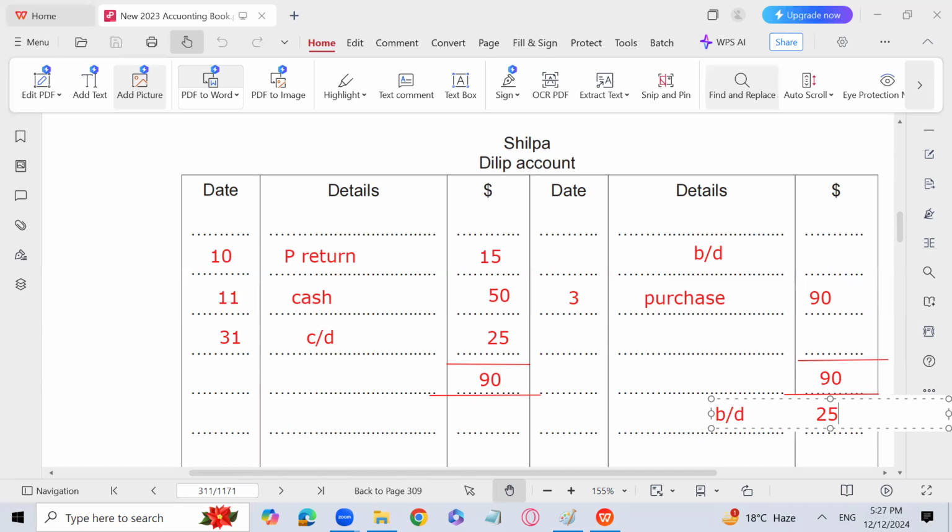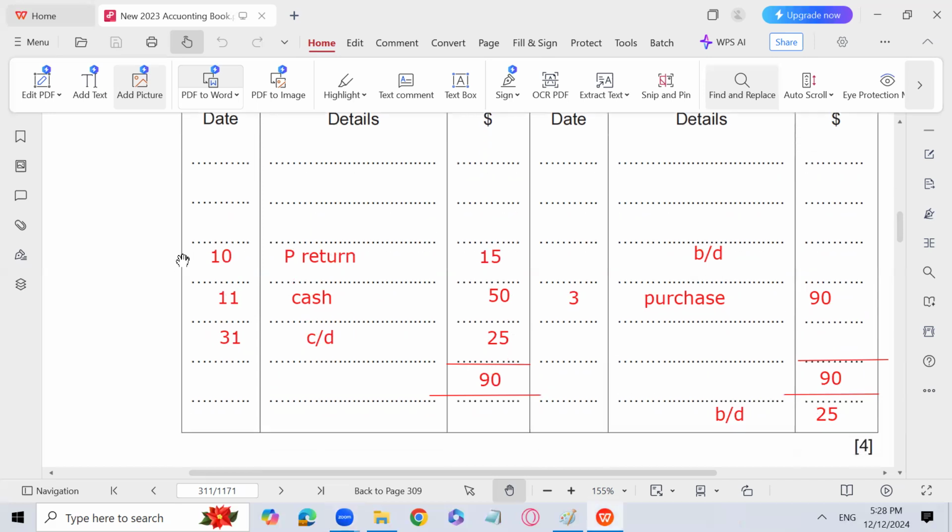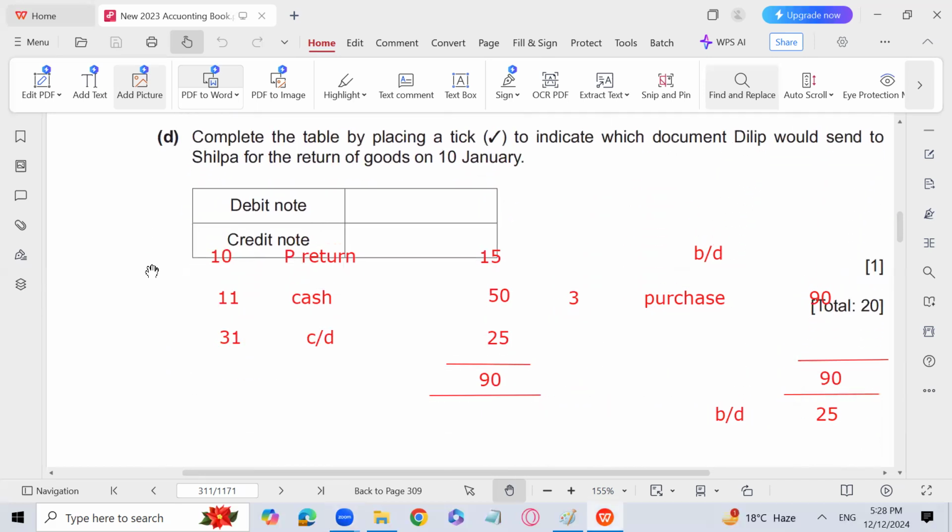So always remember that in the paper, you may be asked to prepare a trade receivable account or a trade payable account. This is also known as statement of account. Statement of account is basically a T account in which we record all the transactions related to a particular trade receivable or trade payable, showing him the details of all the transactions for a particular month, and also showing the balance due to him or due by him at the end. Obviously, this account also shows that 25 is still due by us to Dilip.